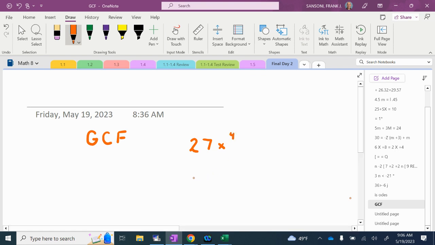And I've got 42x squared. So I'm looking for the greatest common factor. So the greatest common factor is, what's the largest number that goes into both 27 and 42? The largest number. 7. 7 goes into 42. 7 does not go into 27. 9 goes into 27. 9 does not go into 42.